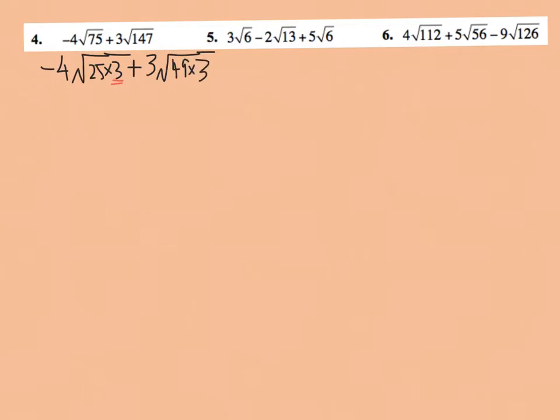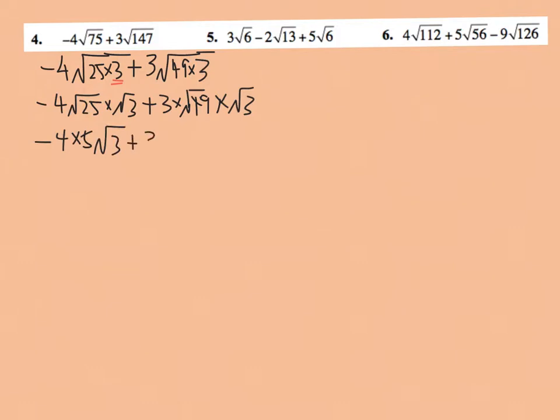We can apply the product of radicals property to simplify the expressions. So we have negative 4 times square root of 25 times square root of 3 plus 3 times square root of 49 times square root of 3. And that equals negative 4 times 5 root 3 plus 3 times 7 root 3.